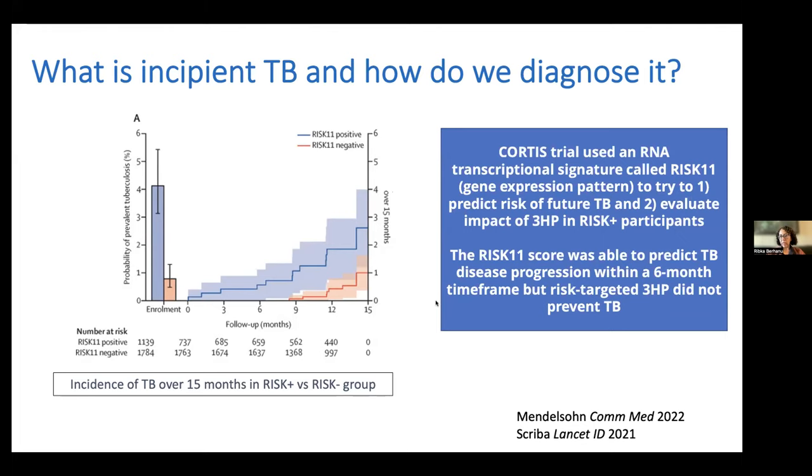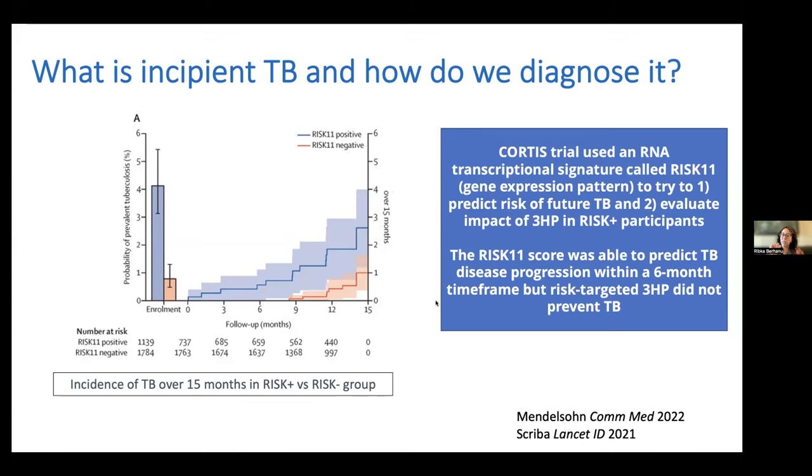And so this is a fascinating trial that attempted to address the specific issue. It's called the CORTIS trial. It was conducted in the Western Cape by the SATVI, the South African TB Vaccine Initiative at the University of Cape Town. They've done a lot of work in a field called RNA transcriptomics. What they do is they look at gene expression patterns, and they try to find gene expression fingerprints that seem to correlate with people who are going to go on to develop TB disease. These are often inflammatory markers, many of them relating to cytokine pathways, and especially interferon gamma and other inflammatory pathways that correlate with progression to TB disease.